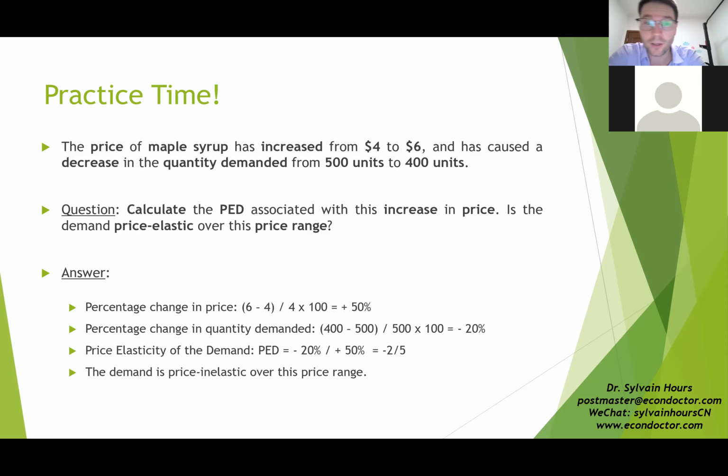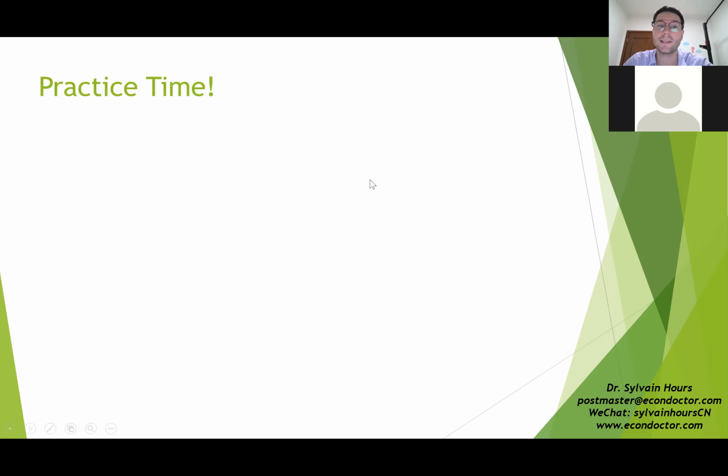Then I have one exercise for them to calculate a PED to determine whether the demand is price elastic or price inelastic. That should not be a big problem. You see in my answer, I actually do it step by step. First, I calculate the percentage change in price, then the percentage change in quantity demanded, and I add the signs. So even when it's positive, I add the plus sign just to emphasize that yes, it's an increase in price. I think it's good practice to make sure we don't forget positive or negative signs. I think this matters.